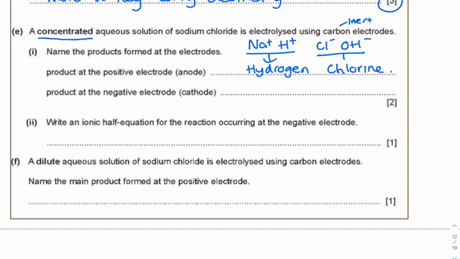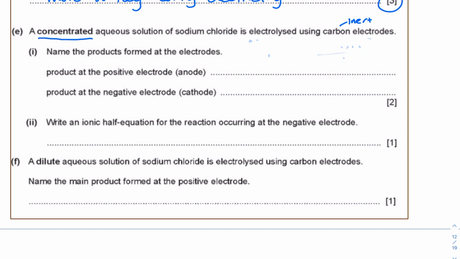See how they've made that in bold? So you would obviously do that calculation, not right on the line. But we've worked out that at the anode, the anion will be attracted, so you'll get chlorine. And the least reactive of the cations will form, which in this case is hydrogen, because we know sodium is very reactive. Write an ionic half equation for the reaction occurring at the negative electrode.